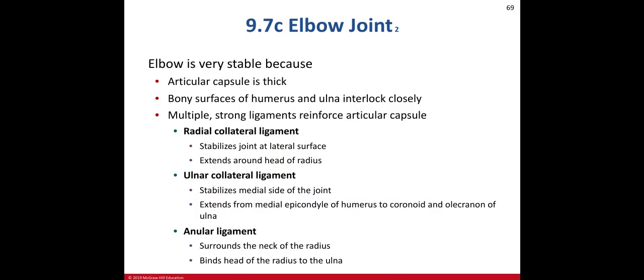The elbow is very stable. It has that very thick capsule. The bony surfaces lock very closely, almost like little puzzle pieces. You've got a lot of ligaments there, the radial collateral ligament, the ulnar collateral ligament, and the annular ligament, all surrounding and binding them together. So this is really a very stable joint.